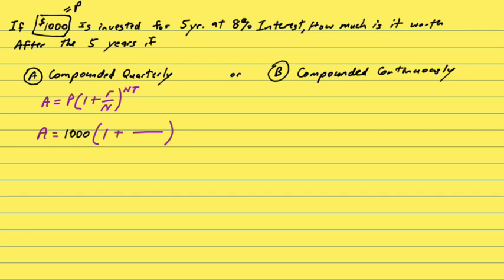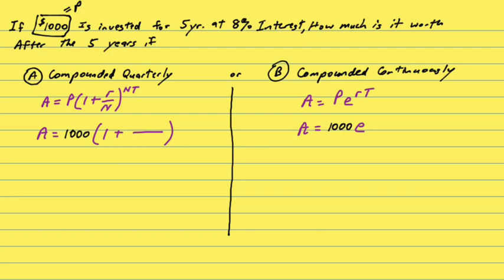If you don't mind, I may do these simultaneously. The formula for the one on the left, compounded quarterly or n times per year, you have to use that formula. If it's compounded continuously, you use A equals P e to the rt. Either way, the principal is 1,000. That's the initial amount.